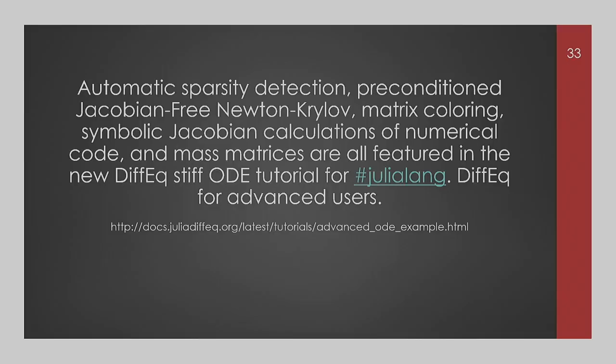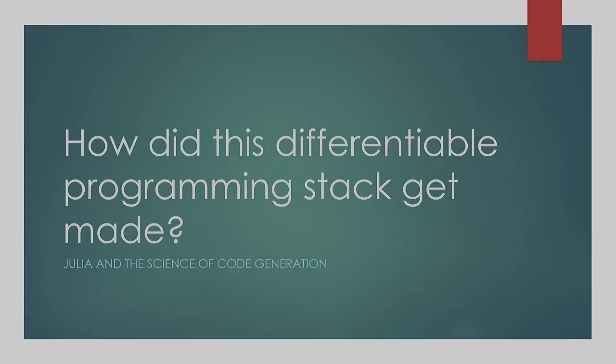And so I forgot that, yeah. So we also have things like automatic sparsity detection, so we can analyze your code, find out what the sparsity pattern is, and then specialize the Jacobian calculations on it. With all sorts of extra things. So if we want one tutorial to look at, we have an advanced ODE solving tutorial which says, here's how we can look at your problem, automatically change it to symbolic form, calculate symbolic, you know, all these kind of fun things.